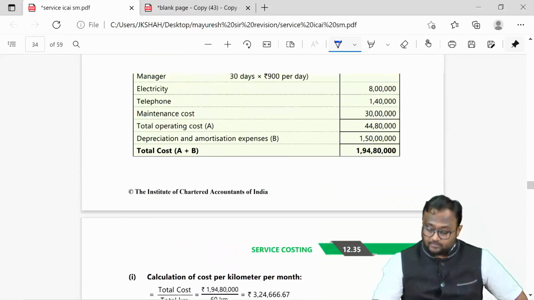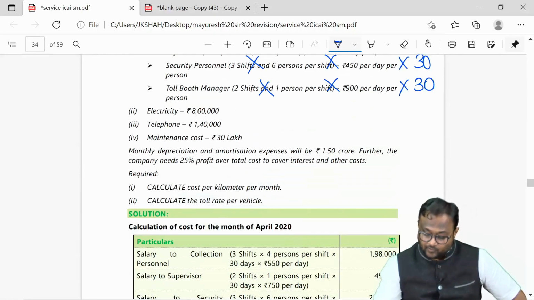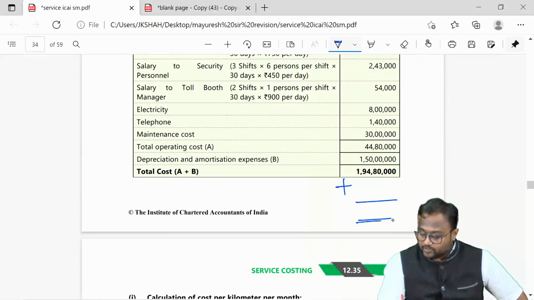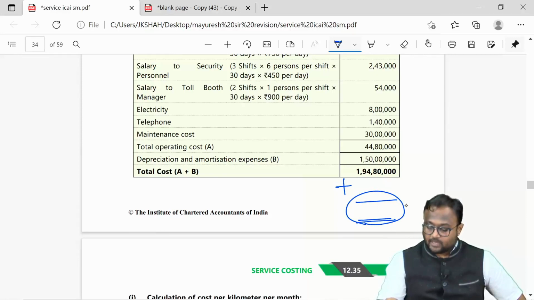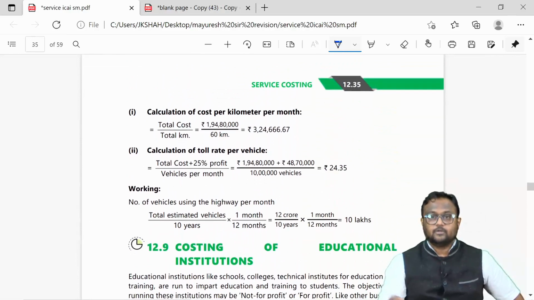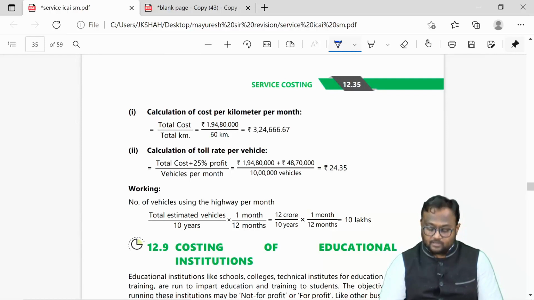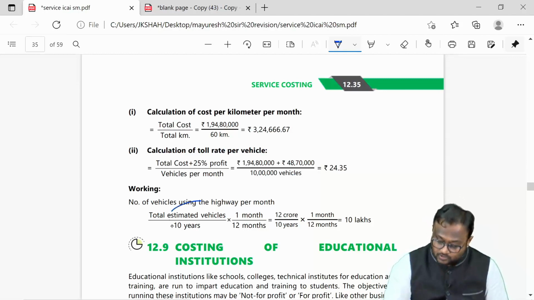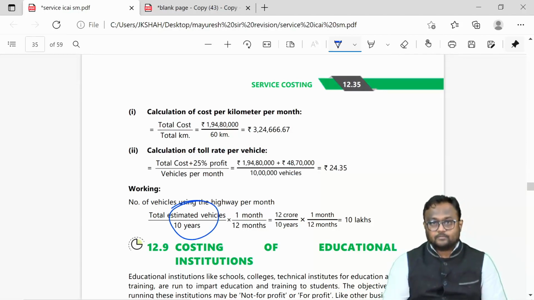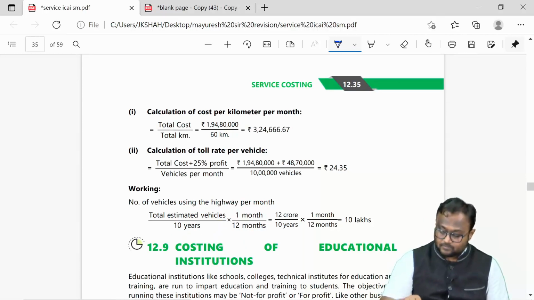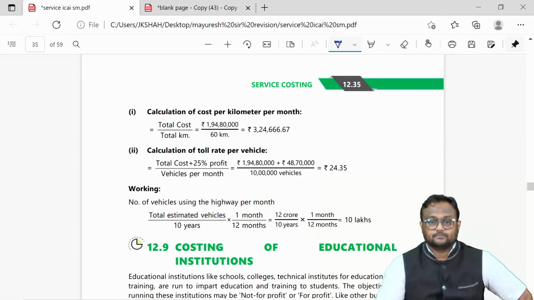How to calculate toll rate? The profit is 25% over cost, no? So add 25% to this, you will get total revenue. That total revenue needs to be divided by total vehicles. So that's what we did. Simple. Sales divided by 10 lakh vehicles. And 10 lakh vehicles is what? 12 crores for 10 years, so 1 year divided by 12 per month. So work is done. 10 lakh vehicles.